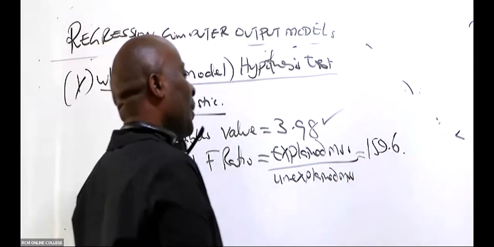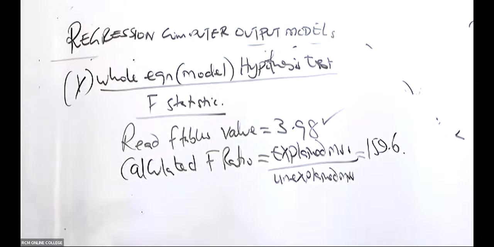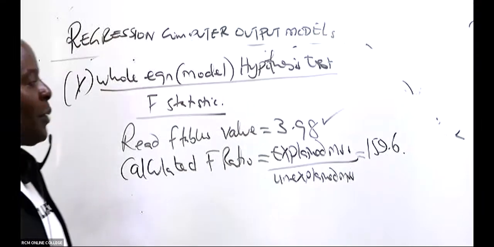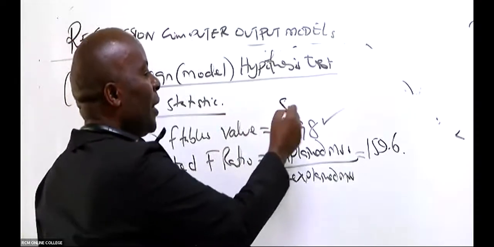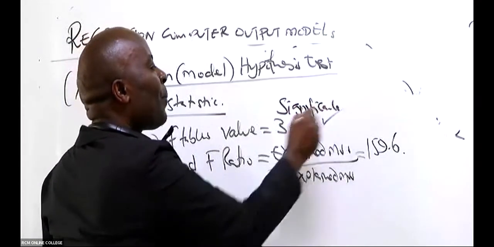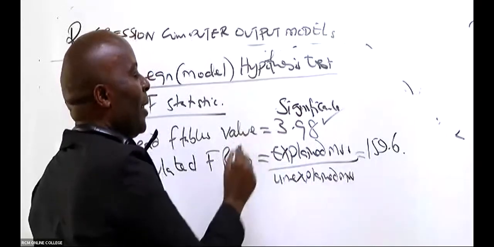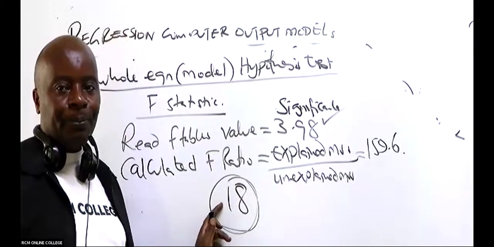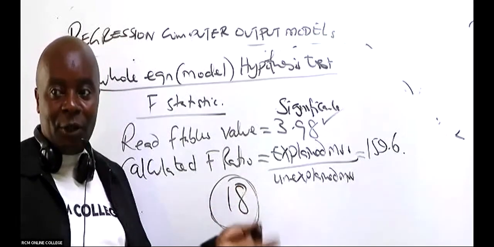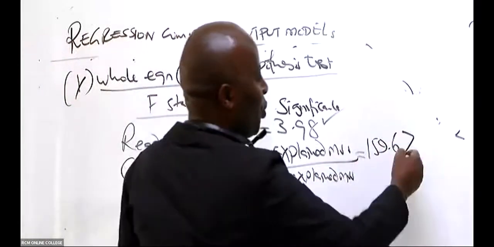Ladies and gentlemen, please listen to me very well. The figure that we have here is much bigger than 3.98, because this is the significance. The one you read is the significance, telling us that any model whose F is bigger than this is significant, just like in Kenya we look at the significance age of adulthood to be 18. Anybody who has more than 18 years is an adult. So 159.6 is more than 3.98.